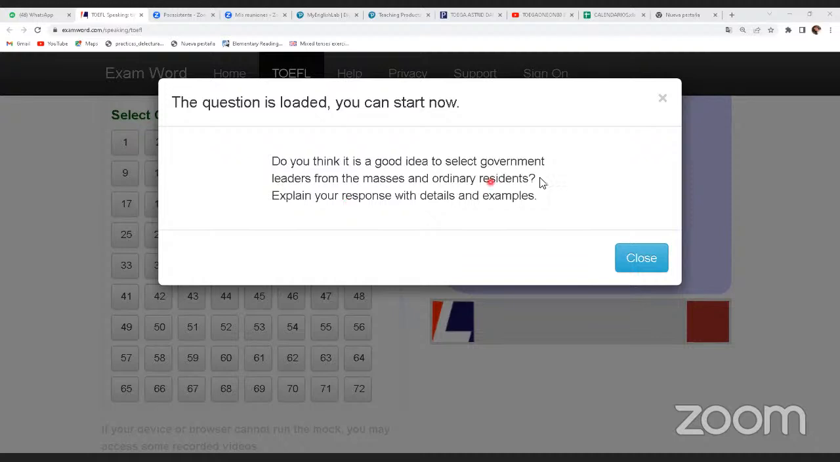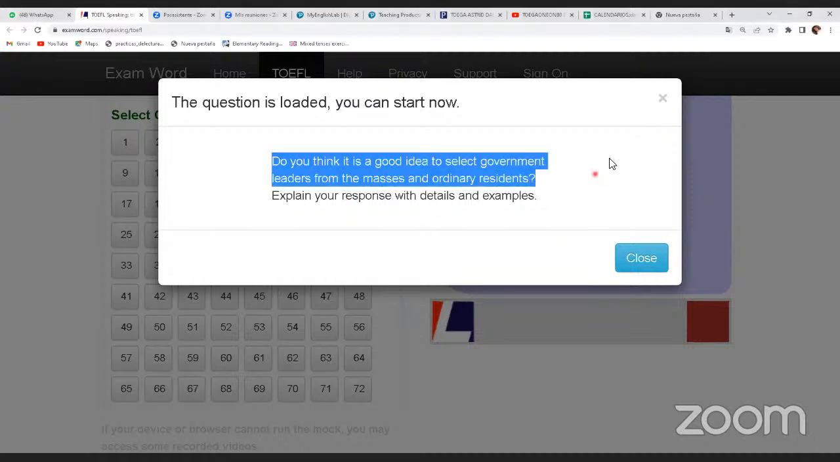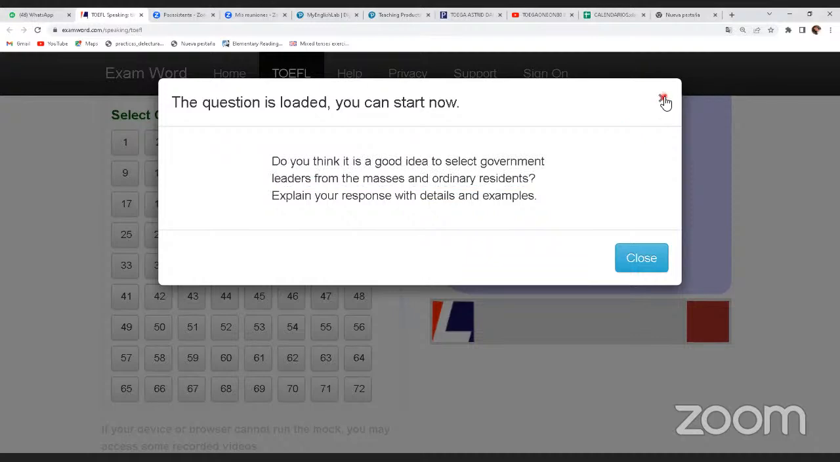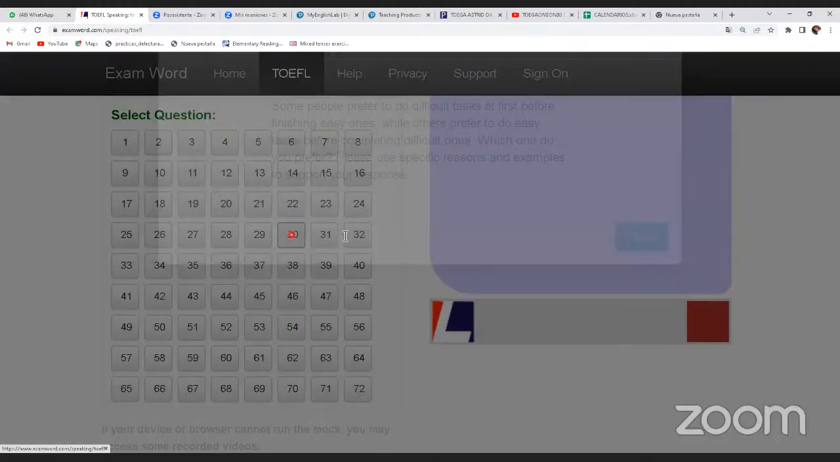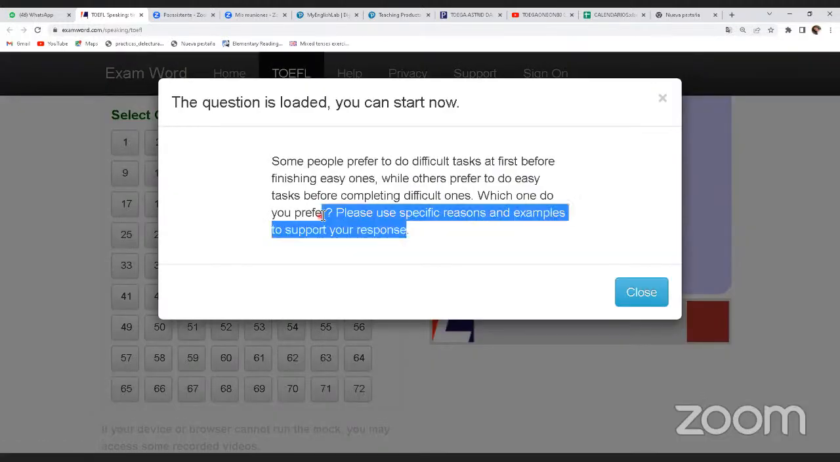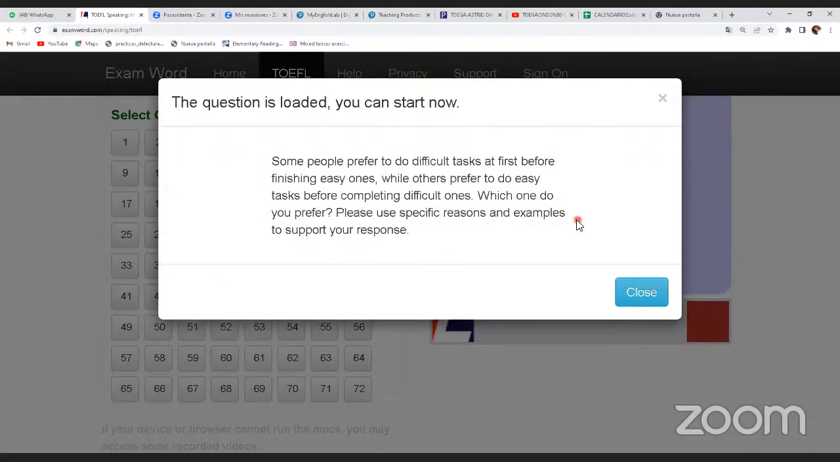We're going to continue, right? This is not part of our TOEFL exam, so we are not going to find it. Which one do you prefer? Yes, that looks great.